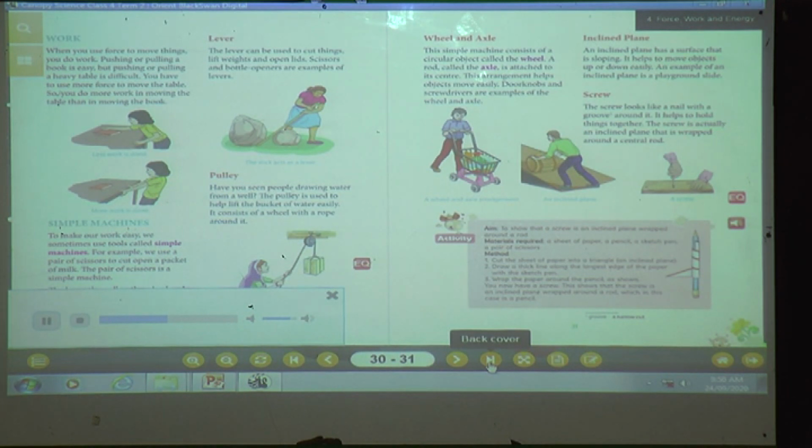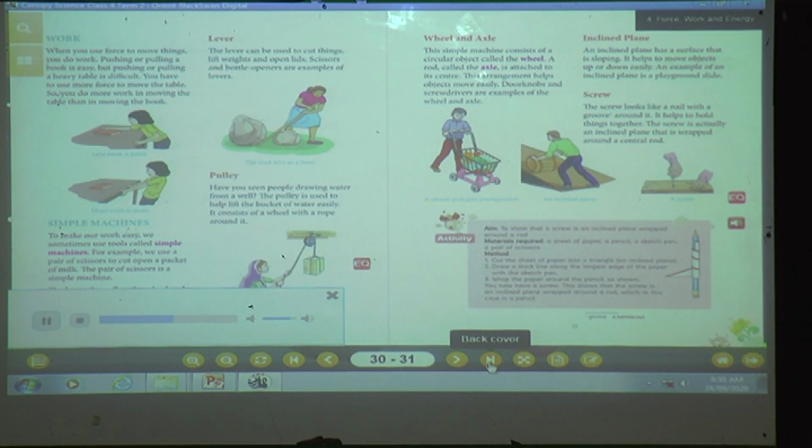Wheel and axle. This simple machine consists of a circular object called the wheel. A rod called the axle is attached to its center. This arrangement helps objects move easily. Doorknobs and screwdrivers are examples of the wheel and axle.